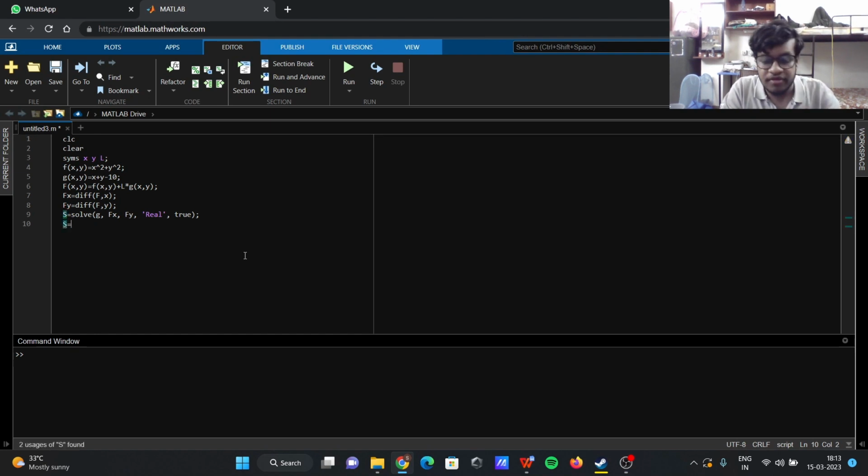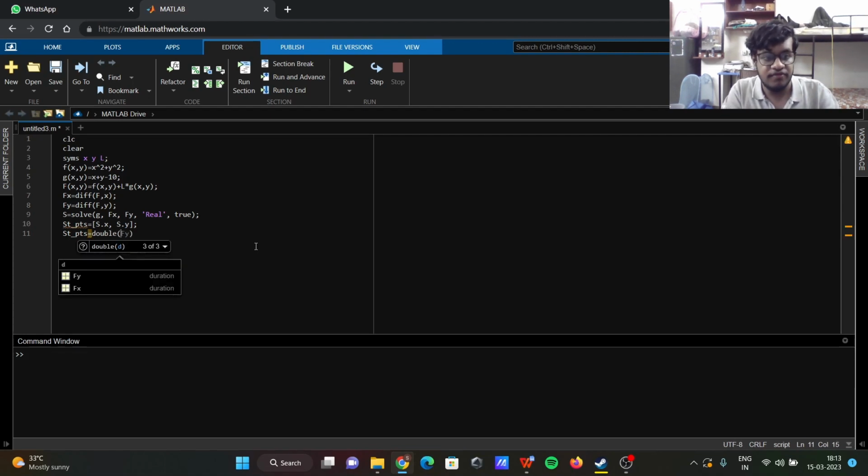Now S will also have an x value and a y value, so x1, x2, y1, y2, let's say. Basically there will be an x address and a y address for which we have to look. We can write this as STPTS, stationary points, as [s.x, s.y], which means the x and y solutions of S, and S is that solve function. We know that already. Stationary points need to be precise, so we'll use double precision on stationary points.